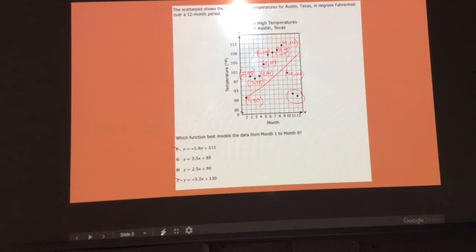All right, hit stat again. Edit. Go down to 4, hit enter. Go down to calculate, hit enter again. And it should give you your equation. Does that equation resemble closely either one of these two? No. Interesting.